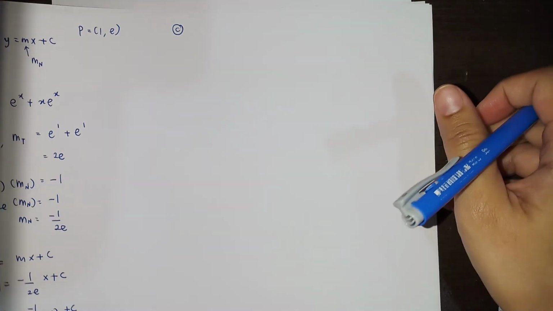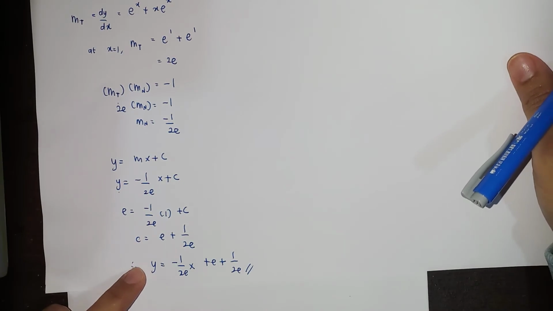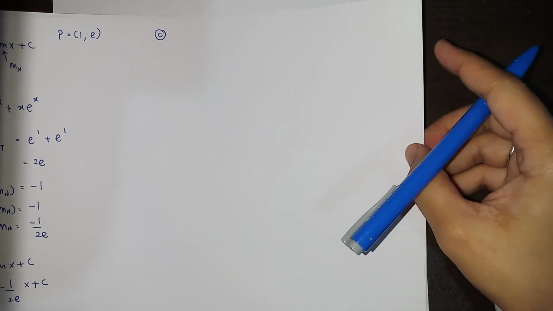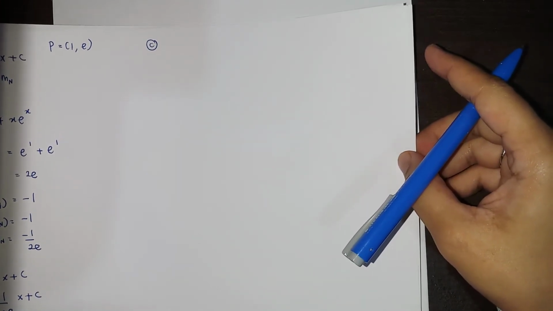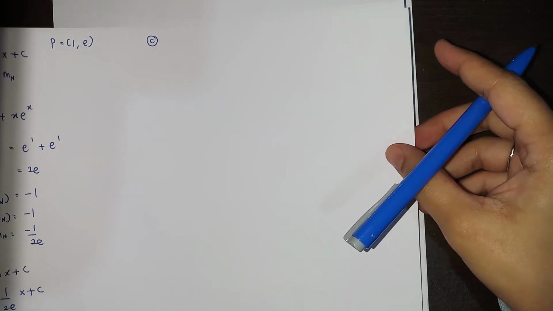Normal at P, which normal? This normal, the normal at P. The normal at P meets the x-axis at A and the y-axis at B. Find in terms of e the area of triangle OAB, where O is the origin. So now we relate to the straight line chapter.